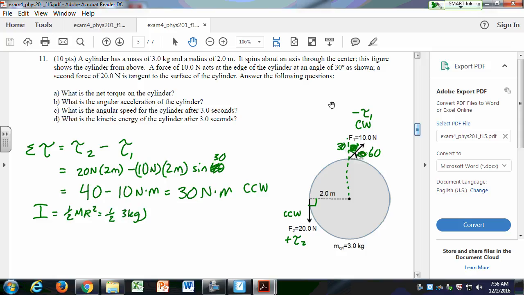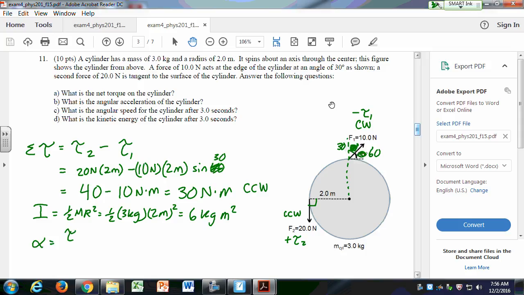1/2 of 3 kilograms times the radius, which is 2 meters squared. 3 times 4 is 12, so that's 6 kilogram meters squared. So the steps are all going to be the same on these. Find my net torque, find my moment of inertia, and then the next step will be to find the angular acceleration.